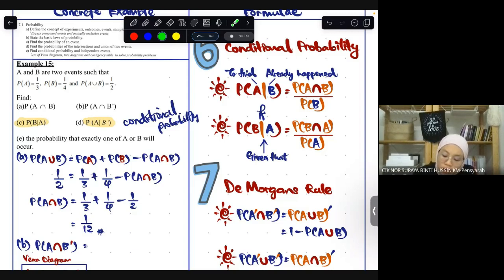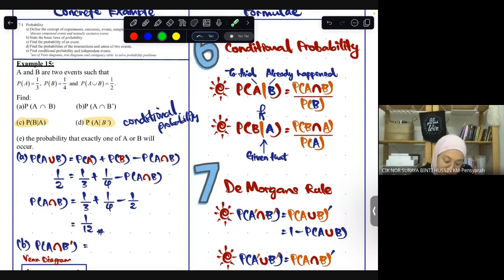So there is a formula for conditional probability where formula dia adalah probability of intersection between A and B, okay, dibahagikan dengan probability of B. So yang di bawah ni yang you kena hafal sedikit. Actually formula ni you perlu hafal. Di mana yang already happen akan sentiasa berada di bahagian denominator. Okay, if you look at the pattern of the formula, you can see that already happen will always be at the part where denominator tu lah.